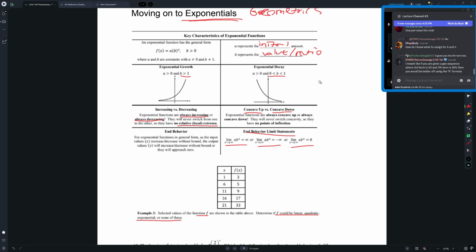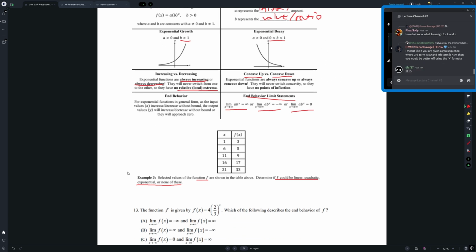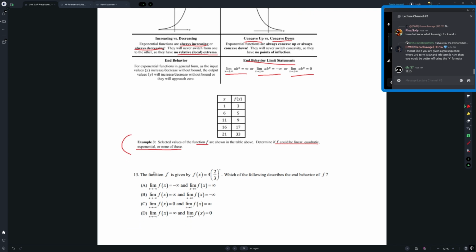And for exponential functions, we're doing example 3 first. It's linear, quadratic, exponential, or none of these. Remember.